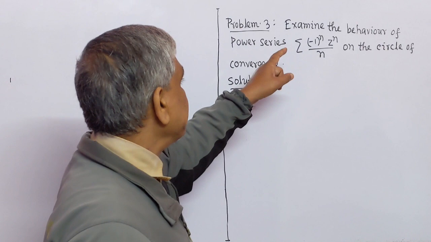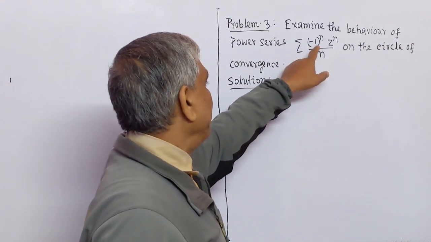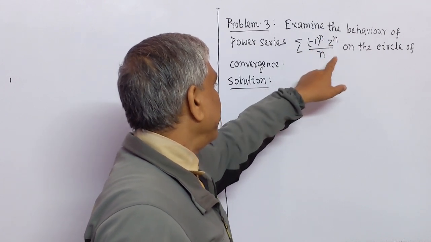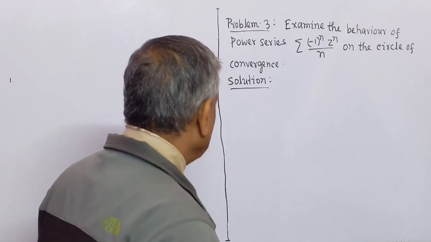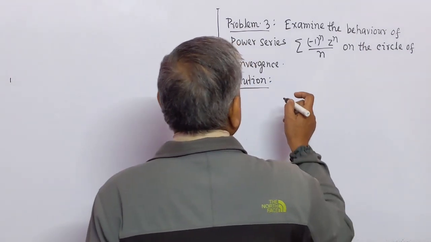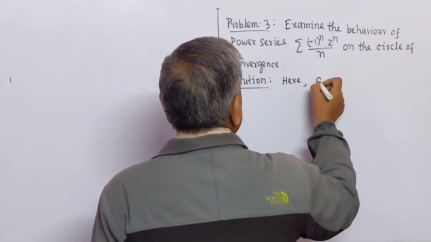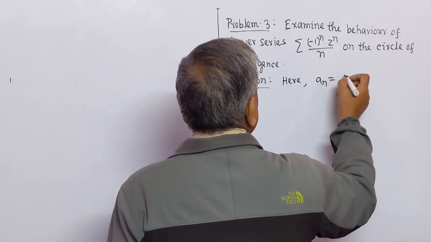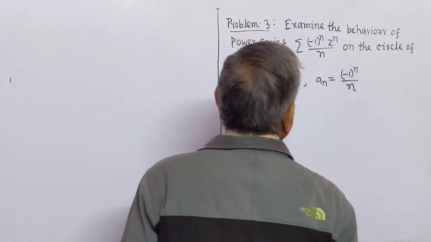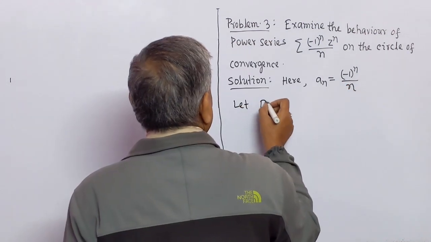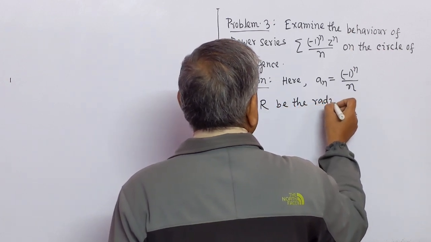Next problem is examine the behavior of power series sigma minus 1 to the power n z to the power n by n on the circle of convergence. Now we solve this. Here a n equal to minus 1 to the power n by n. Let r be the radius of convergence.